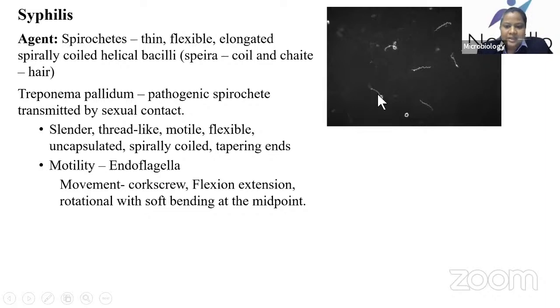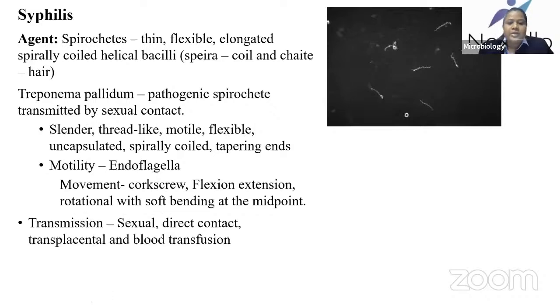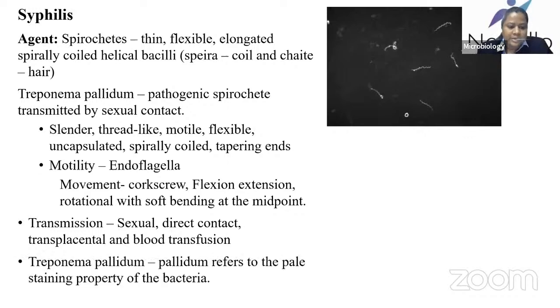And you can see they are very thin and they are spirally coiled. So this is the dark ground field of Treponema pallidum. Transmission is by sexual contact, or through direct contact as well. From mother to baby, it can cause congenital syphilis through the transplacental route. And by means of blood transfusion, this disease can be transmitted. So these are the modes of transmission.